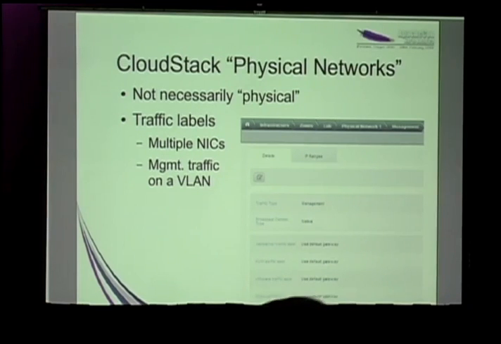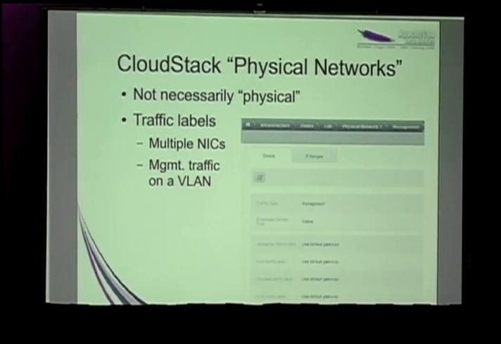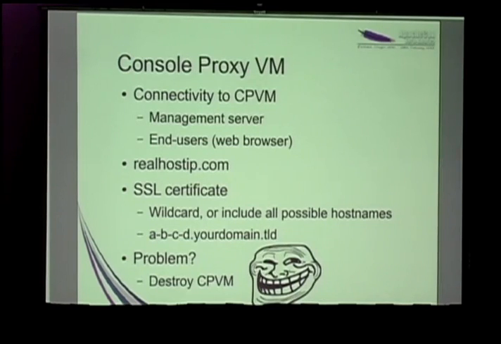One of the common problems, especially on vSphere, is that people like to put their management traffic on a VLAN. You can actually do that with VMware, with a traffic label. But if you don't configure a traffic label, it's just not going to work at all with that configuration. And I think it doesn't work at all on other hypervisors. You definitely can't use management traffic that way on Xen Server, maybe on KVM, but probably not.